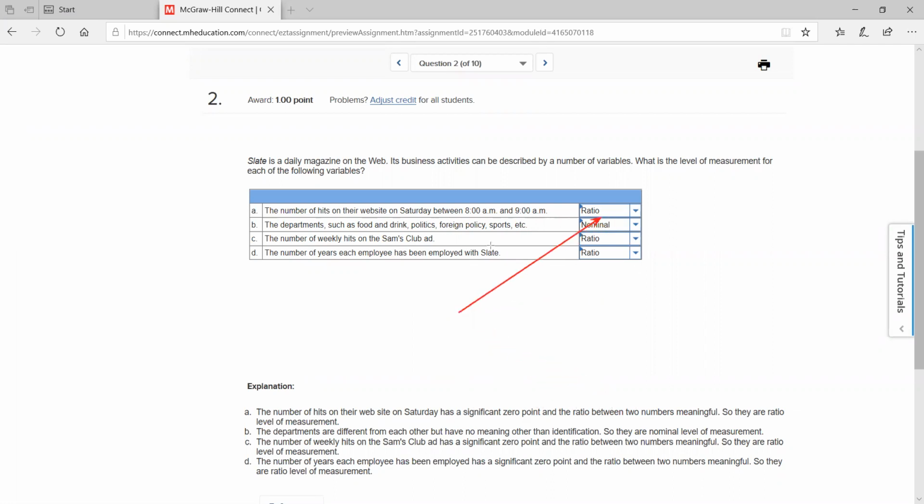Ratio again has a significant 0 point, and the ratio between the numbers are meaningful. So ratio. On the second one, the departments such as food and drink, politics, foreign policy, that's just nominal. There's no meaning other than their identification. The number of weekly hits on the club's ads website, that's the same as the first one, that's ratio. And then finally, the number of years each employee has been employed with the state, again, that has a 0 point. So that's going to also be ratio.